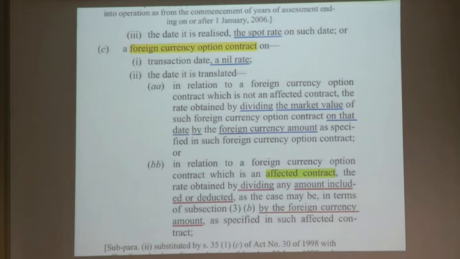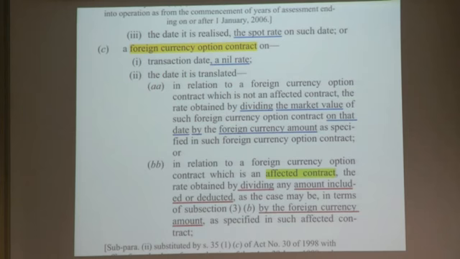And now this double B at the bottom, it says, in relation to a foreign currency option contract, which is an affected contract, you must get a new rate. The rate is dividing the amount included or deducted, which is effectively my premium, by the foreign currency amount.